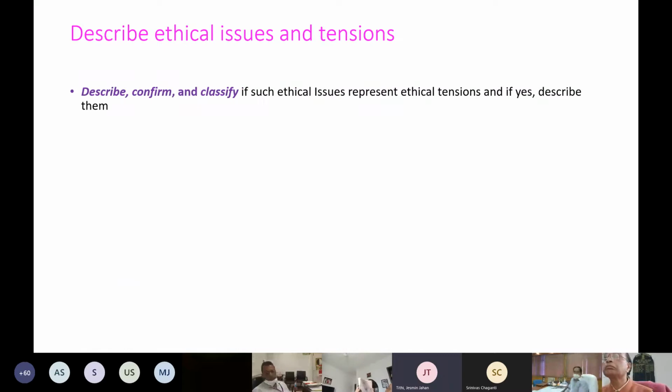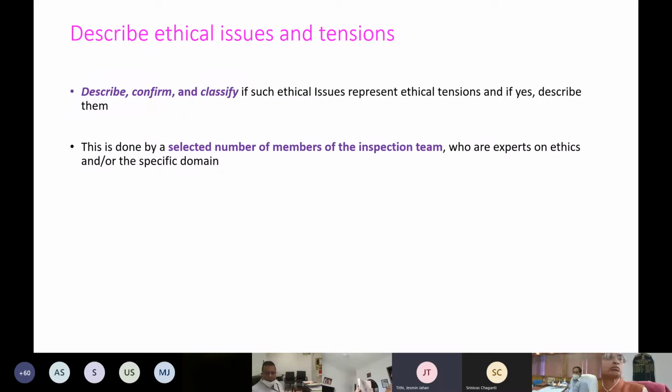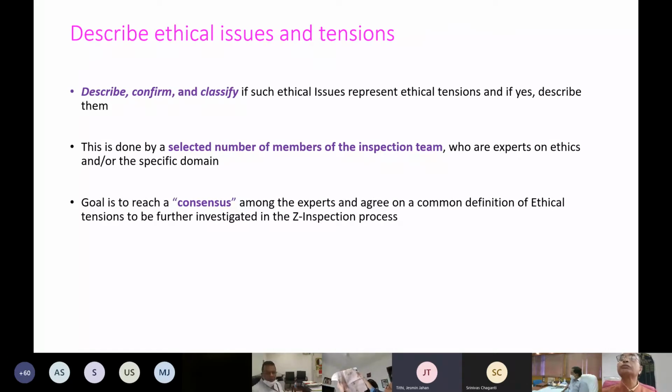Then we describe the ethical issues, and we also confirm those ethical issues by discussing them with the relevant stakeholders, the developers, and then we also classify them. This is done by a selected number of members of the inspection team who are experts on ethics as well as the specific domains involved. And the goal is to reach a consensus among those experts and agree on a common definition of ethical tensions that need to be further investigated in the inspection process.